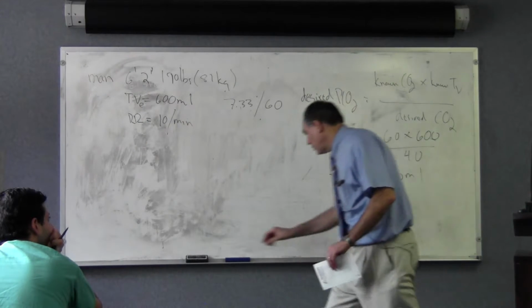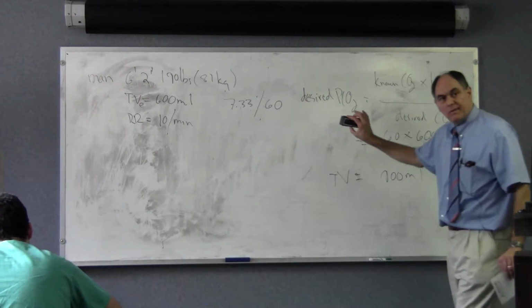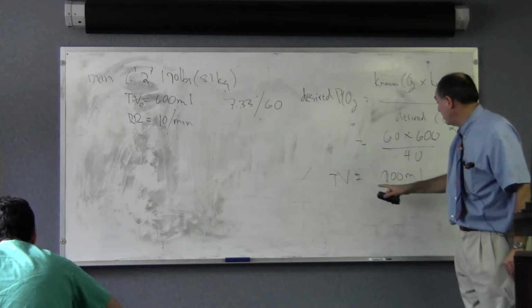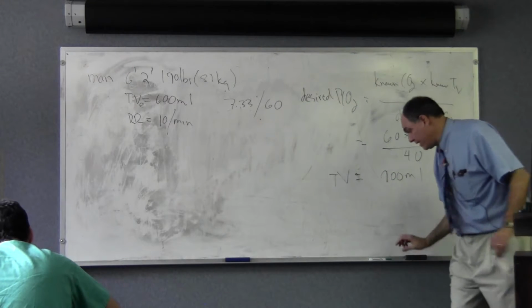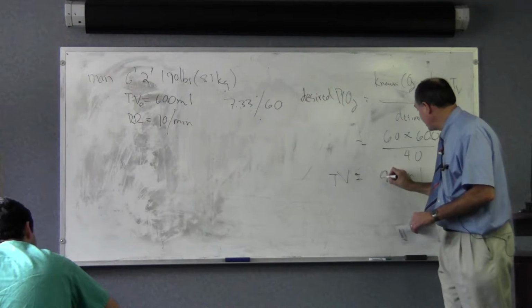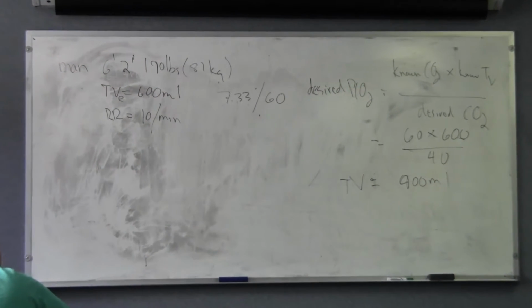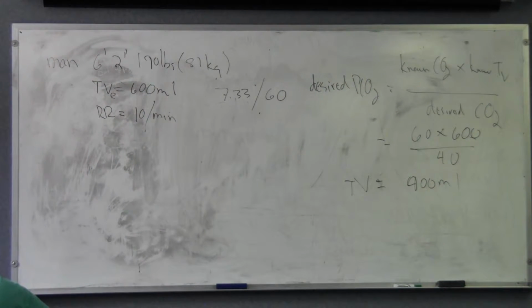So okay, does everyone understand this? So the desired tidal volume is 900 based on this formula. And I use this once in a while. Some of us can kind of eyeball it already because we've done it so many times. But this is really the technical way, the accurate way to do it.